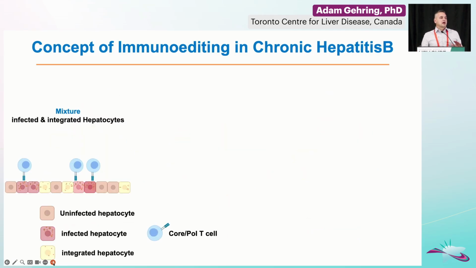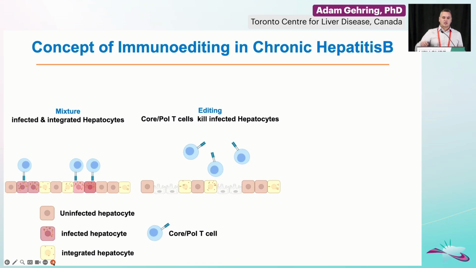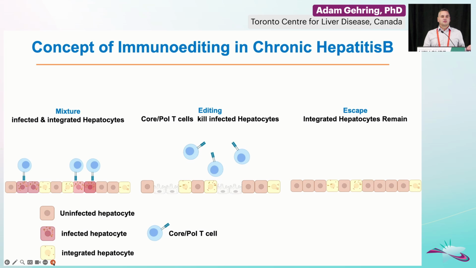So what am I talking about with immune editing in chronic hepatitis B? I'm going to focus on infected versus integrated hepatocytes. I'm going to focus on core and polymerase-specific T-cell immunity, because these are the cells that we detect the most often in the periphery of chronic hepatitis B patients. The concept that I want to provide evidence for is that you have a T-cell response in the liver. These core and polymerase-specific T-cells are specifically recognizing infected cells. What happens is the infected cells get killed, and then they become replaced. And now you really enrich for integrated cells as you become e-antigen negative.